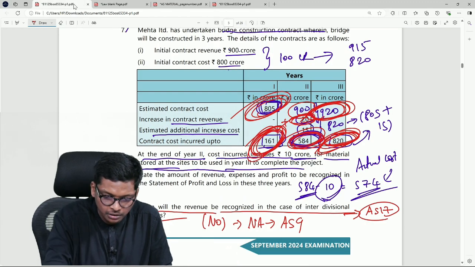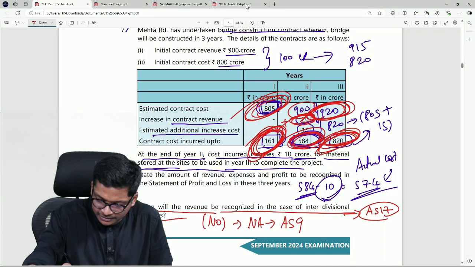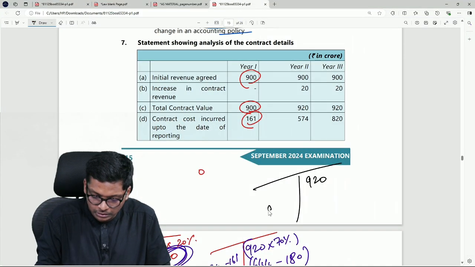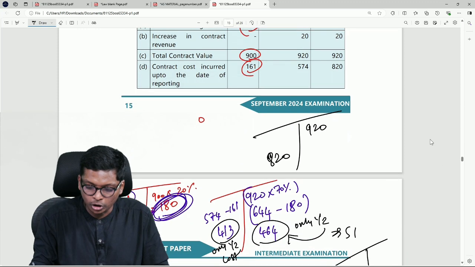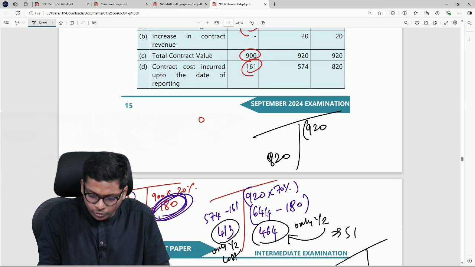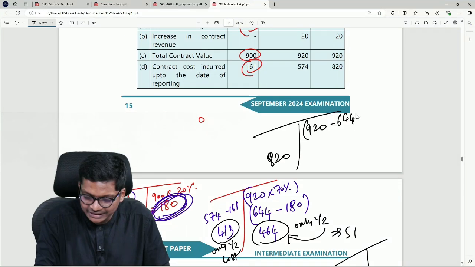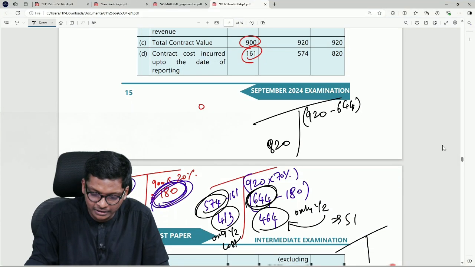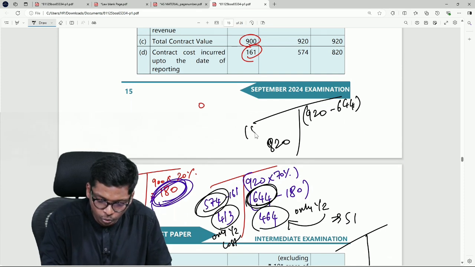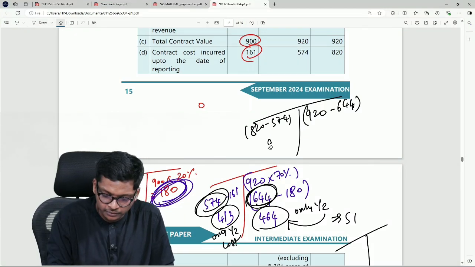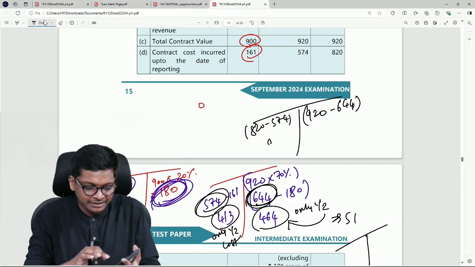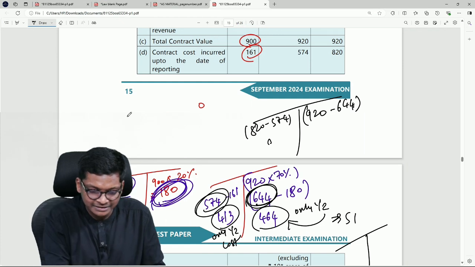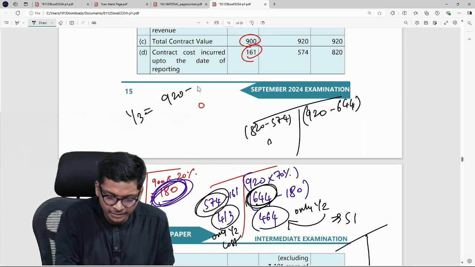how much is it, guys? Yeah, third year full cost also becomes 820. So full cost, full revenue, but already how much you recognized last year? Minus 644 until year 2, 644 until year 2 and 574 until year 2. So you will do 820 minus 574. So here you will get, so year 3 exclusive year 3 revenue. See, year 3 920 minus 820 gives you 100 as the revenue.